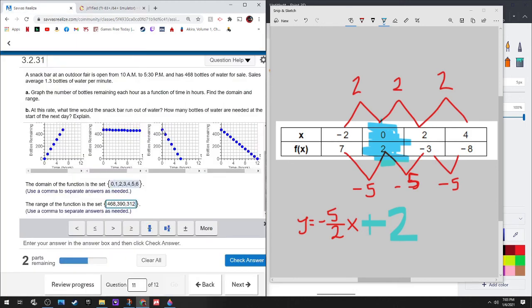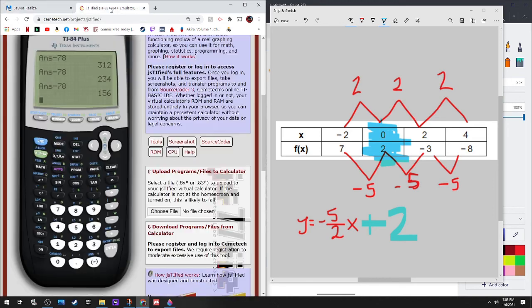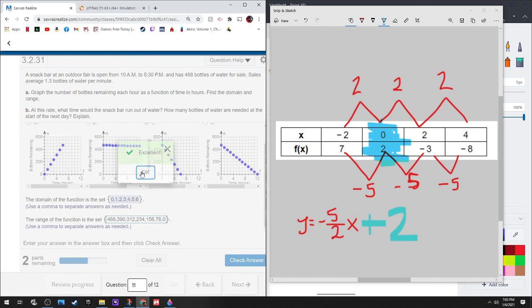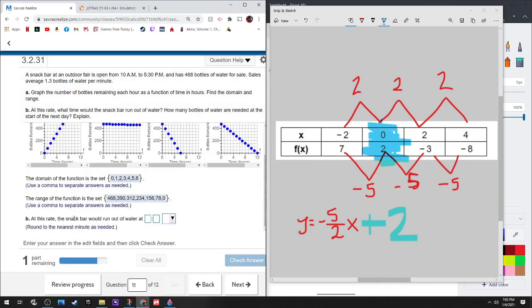312, 234, 156. Well, that's convenient, isn't it? That they perfectly run out. Oh wait, they said that that's the average. This is a graph of the average. At this rate, the snack bar would run out of water at 6 hours.